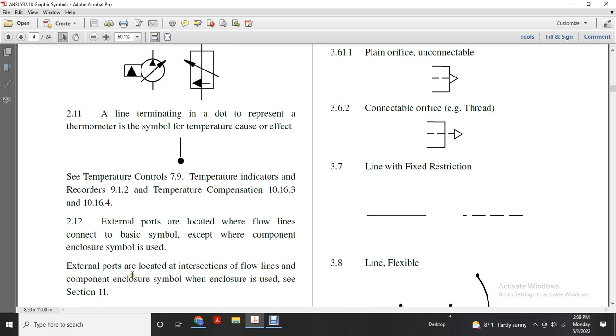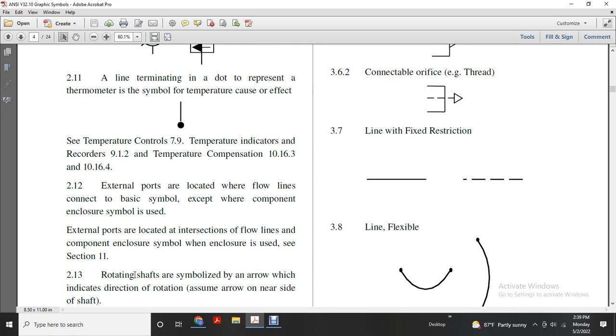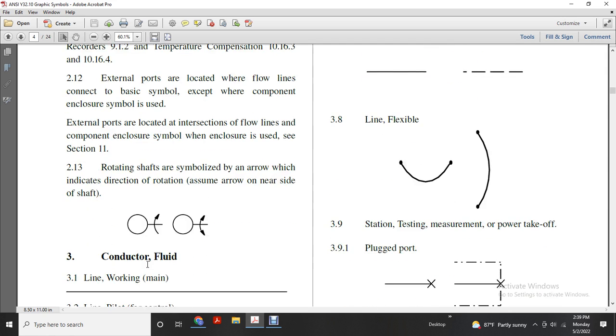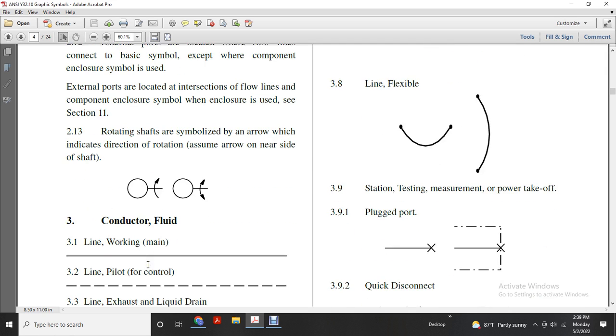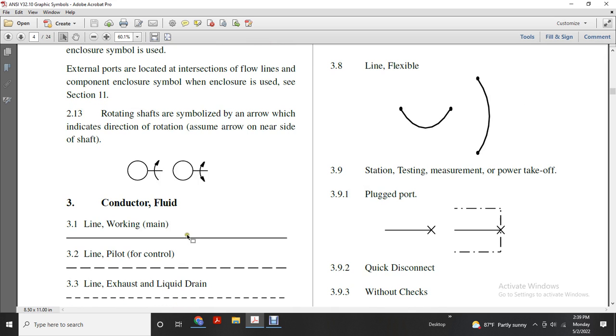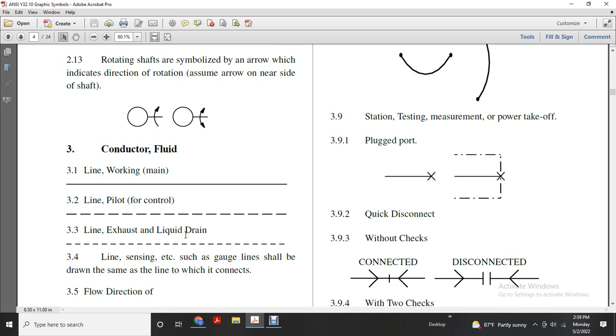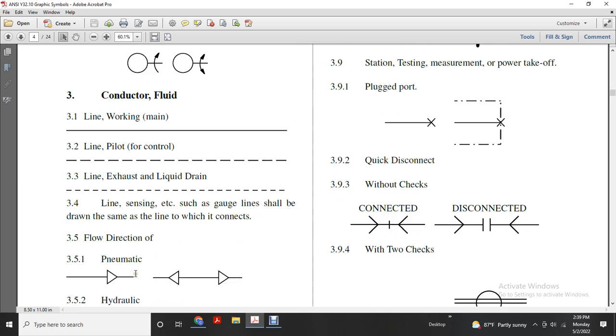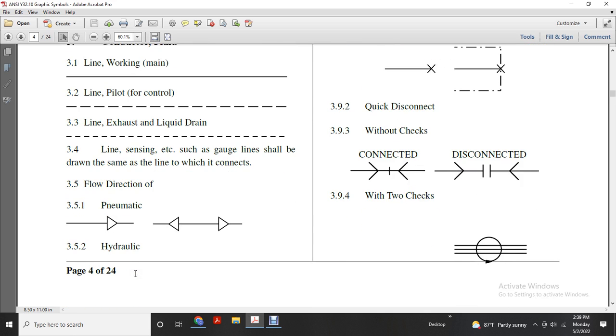External ports are located at the intersection of flow lines and component enclosures. See section 11. Rotating shaft symbols are marked by an arrow, which indicates the direction of rotation. Assume the arrow is on the near side of the shaft. Conductor fluid lines: working, main line, pilot for control, exhaust, liquid drain, and lines for setting or sensing, such as a gauge line, shall be drawn the same as the line to which they connect, showing the flow direction of the pneumatic or hydraulic fluid.